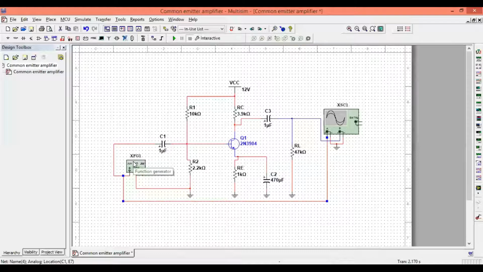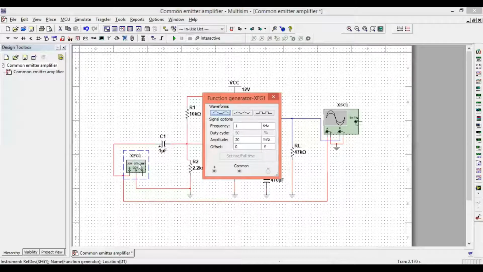Now if we look at the function generator, if we double click on the function generator, these are our parameters. Our frequency will be 1 kilohertz. From here we can also change the frequency. If we require a frequency of 2 kilohertz or 3 kilohertz, we can change the frequency from here. But in this experiment our frequency will be 1 kilohertz.